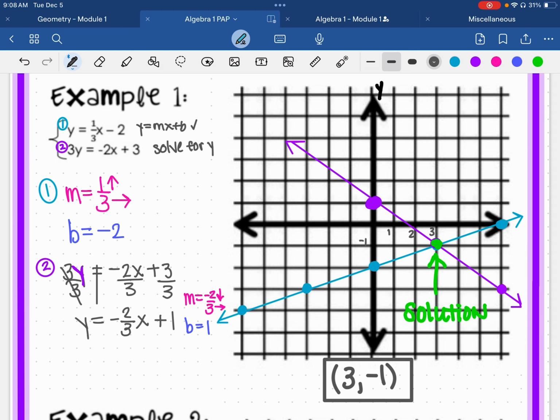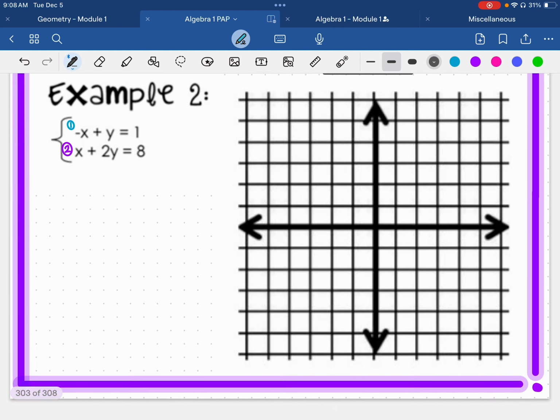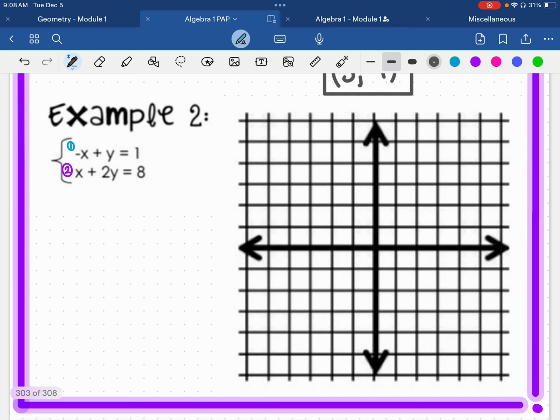All right, let's try another one. In example 2, I can see that both of my equations need to be solved for y. So I can see for both of these that I need to solve for y. Or sorry, solve for x. I couldn't graph if I solve for x. I need to move the x is what I was thinking.